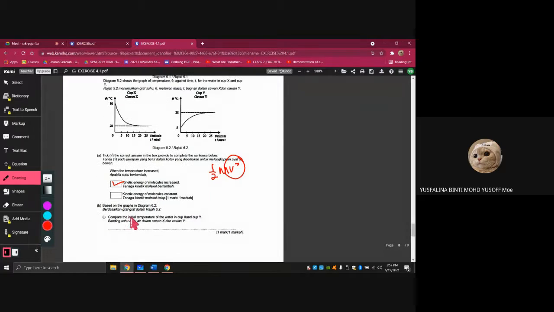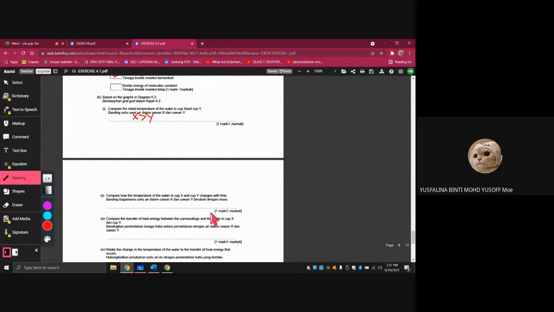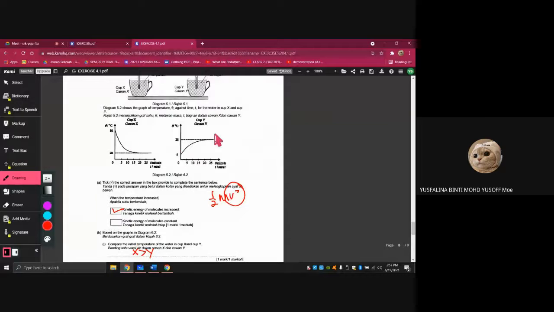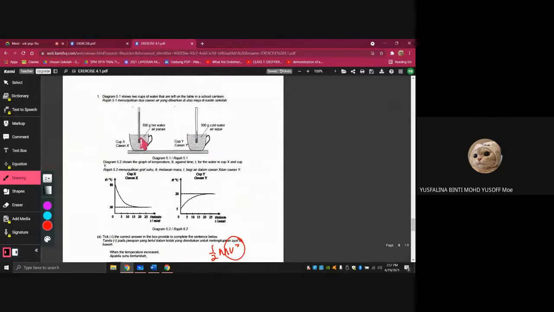Okay, for B1, they ask you to compare the initial temperature. So for this one, most of you got it correct. X is higher than Y. Okay, starting from this one, when it says compare, you should put the higher, the lower. But for this one, the question is different because they use a different diagram. This one is the temperature decreasing, this one is temperature increasing. So you cannot compare which one is higher, which one is lower.